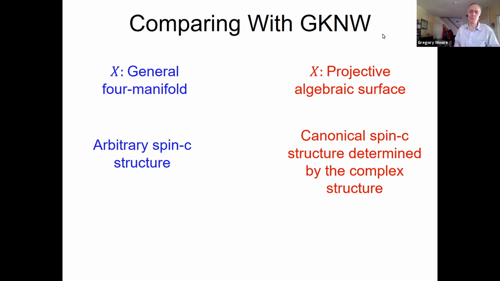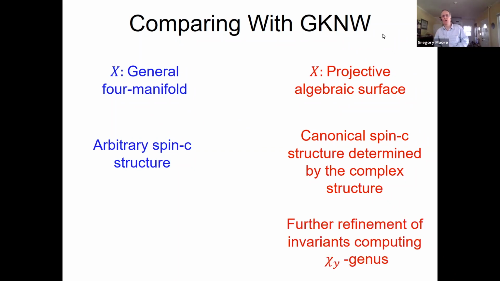But when we can compare, remarkably, as you saw, these formulas are actually quite complex, and they're bang on, absolutely the same. It's pretty amazing. Moreover, the mathematicians did something we didn't do, which is they gave a further refinement of the invariants by computing the chi-y genus of the moduli space of sheaves.